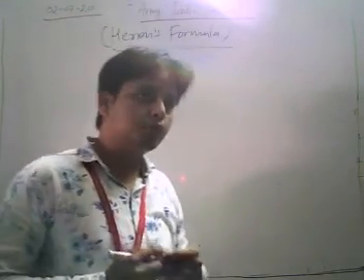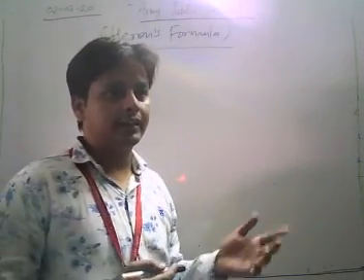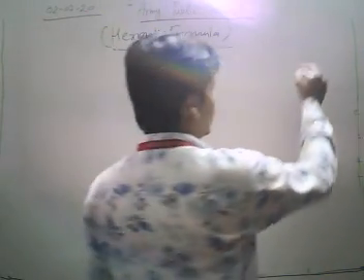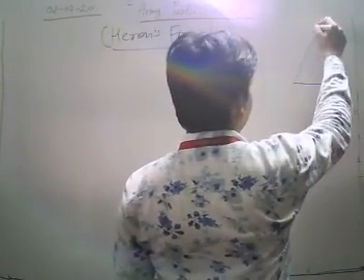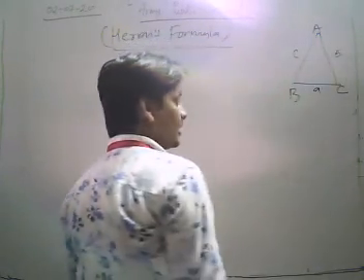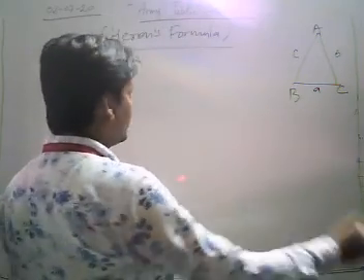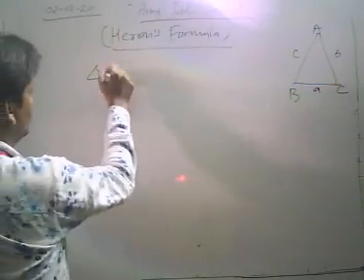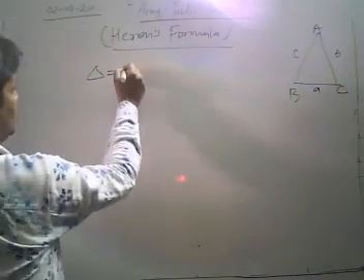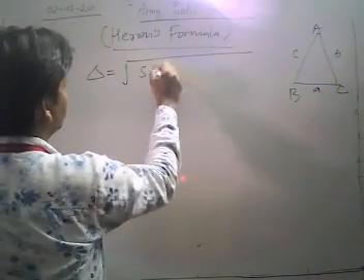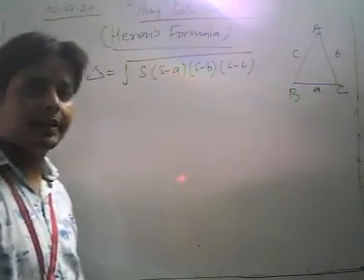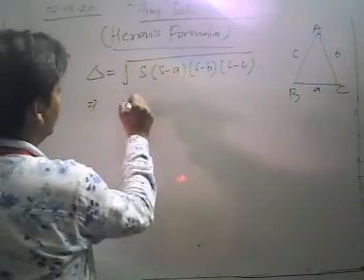Basically, Heron's formula is used for finding the area of a triangle when the three sides are given. In any triangle ABC, if a, b, c are the sides of the triangle, then we use Heron's formula: the area of the triangle, delta, is equal to the square root of S(S minus a)(S minus b)(S minus c). Here S is the semi-perimeter.